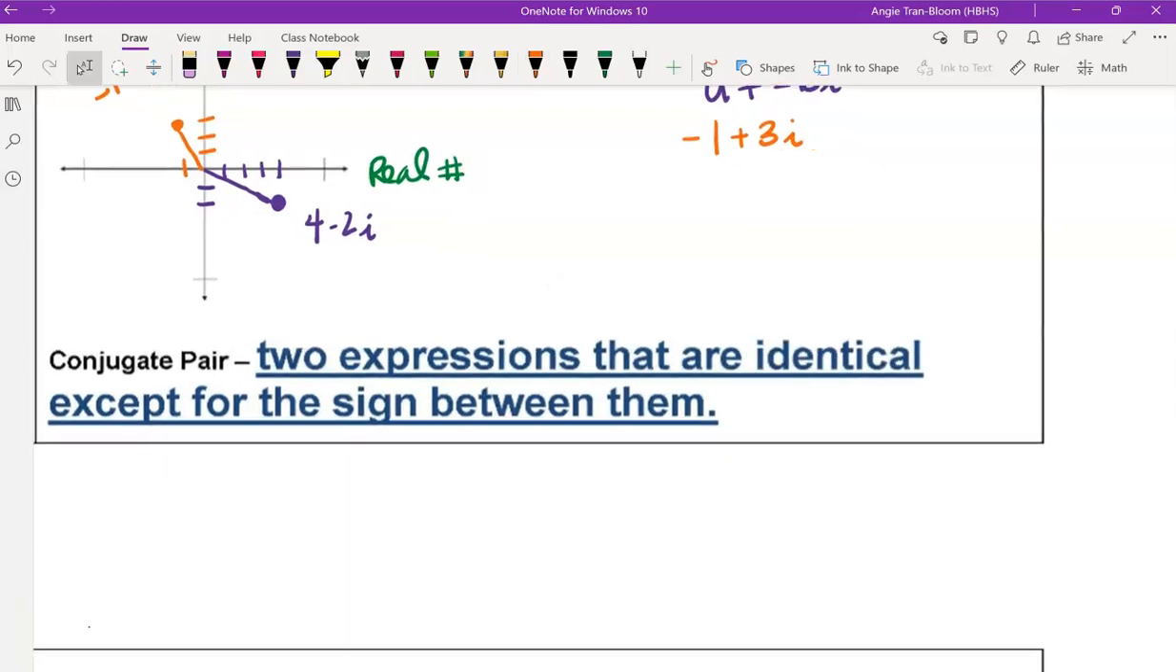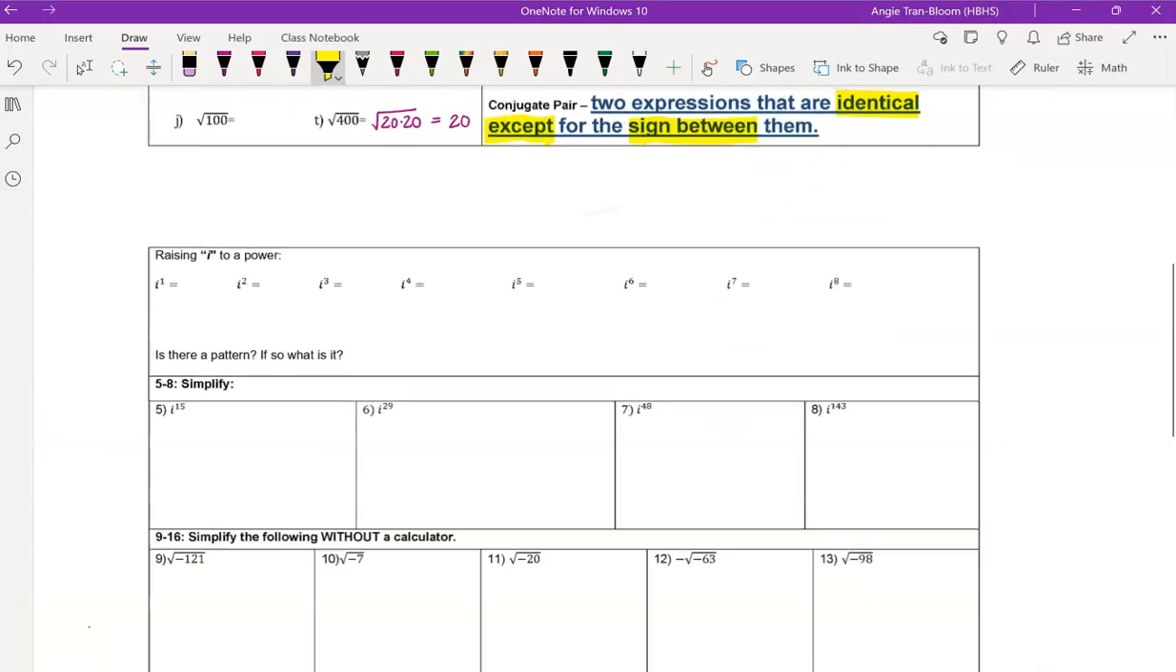Conjugate pair definition: two expressions that are identical, except for the sign between them. So keep that in mind.